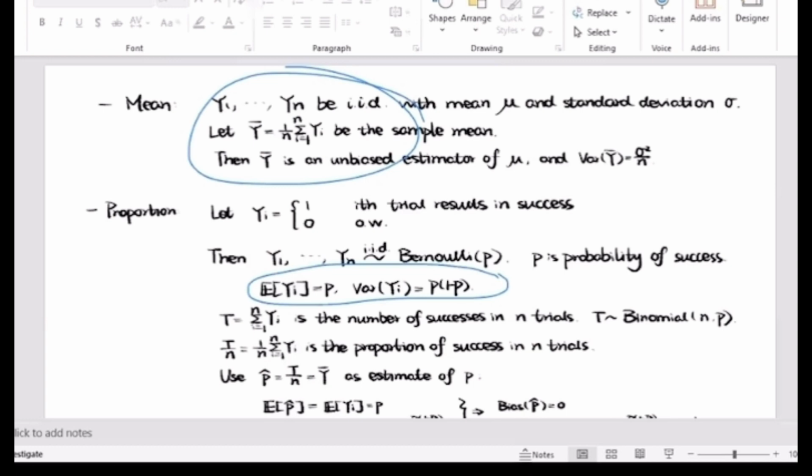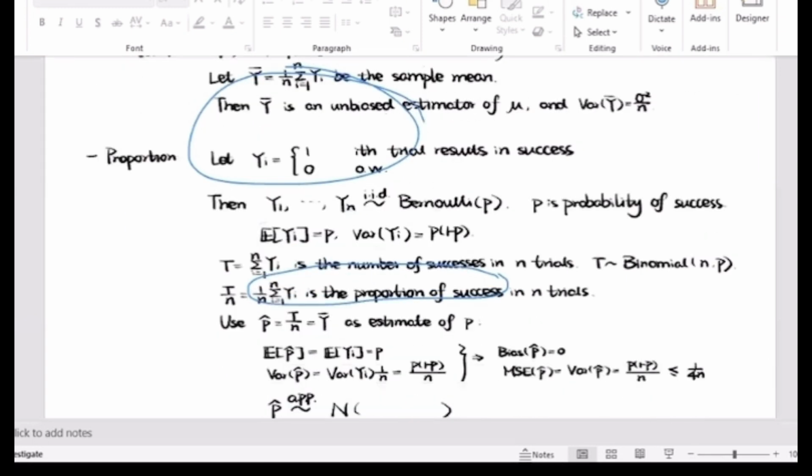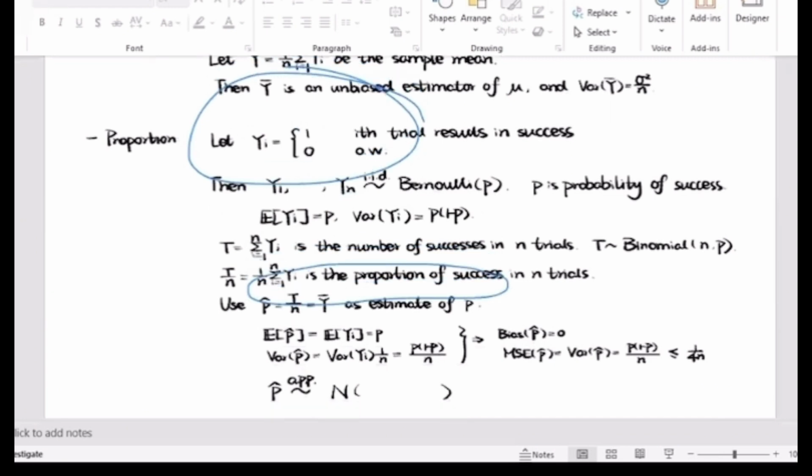I told you the other time. Now, expected value of p cap is the same thing as expected value of y, and of course, the same thing is applicable to the variance. Take a look at this. Expected value of p cap is the same thing as expected value of y, which is the same thing as p. We're using that comes from the Bernoulli distribution.